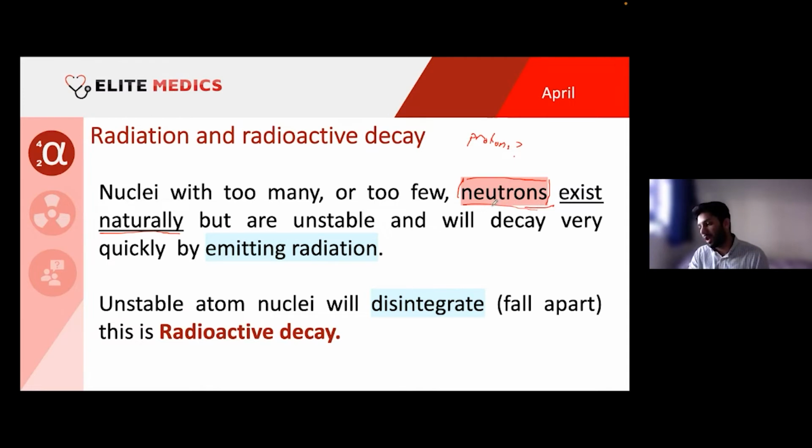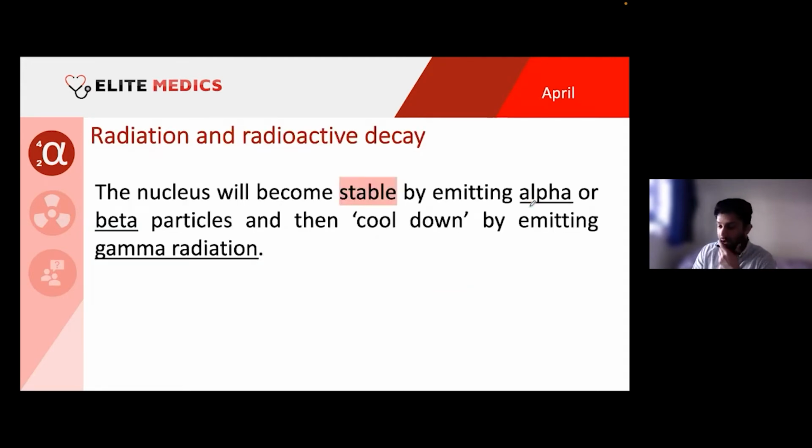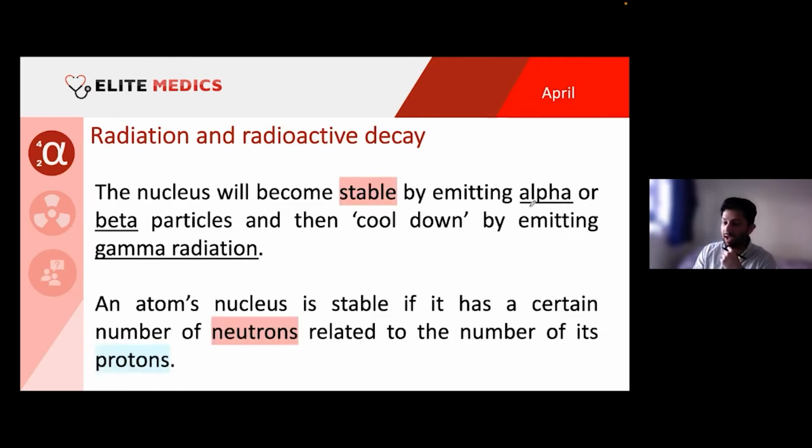So that's why we think of the unbalanced nuclei as revolving around the number of neutrons, either too many neutrons or too few neutrons, because if we change the number of protons, that doesn't really make sense, because they're no longer the same element. Okay. So the nucleus will become stable by emitting alpha or beta particles and then cool down by emitting gamma radiation. Okay, so an atom's nucleus is stable if it has a certain number of neutrons related to the number of its protons.